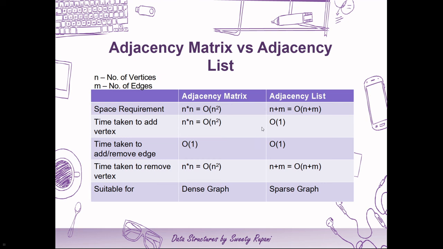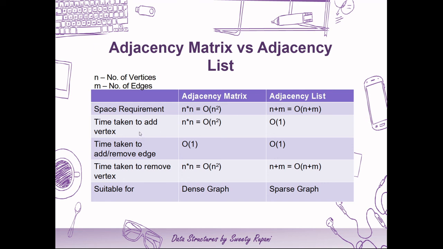Now let us compare adjacency matrix versus adjacency list. Here n is the number of vertices and m is the number of edges. The space requirement for an adjacency matrix would be order of n square, because we create an array of n cross n. Whereas in an adjacency list, it's just the addition of the number of vertices and the number of edges. So depending upon the requirement in our application, we can go for either of these representations.